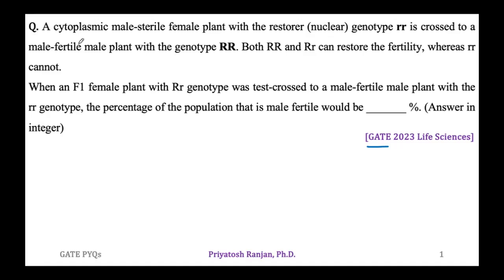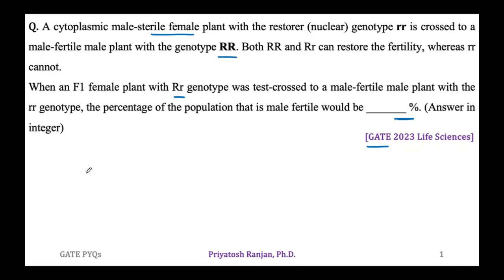The question is, a cytoplasmic male sterile female plant with the restorer genotype small r small r is crossed to a male fertile male plant with the genotype capital R capital R. Both capital R capital R and capital R small r can restore the fertility, whereas small r small r cannot. When an F1 female plant with the capital R small r genotype was test crossed to a male fertile male plant with the small r small r genotype, the percentage of the population that is male fertile would be, we need to calculate the value in percent.